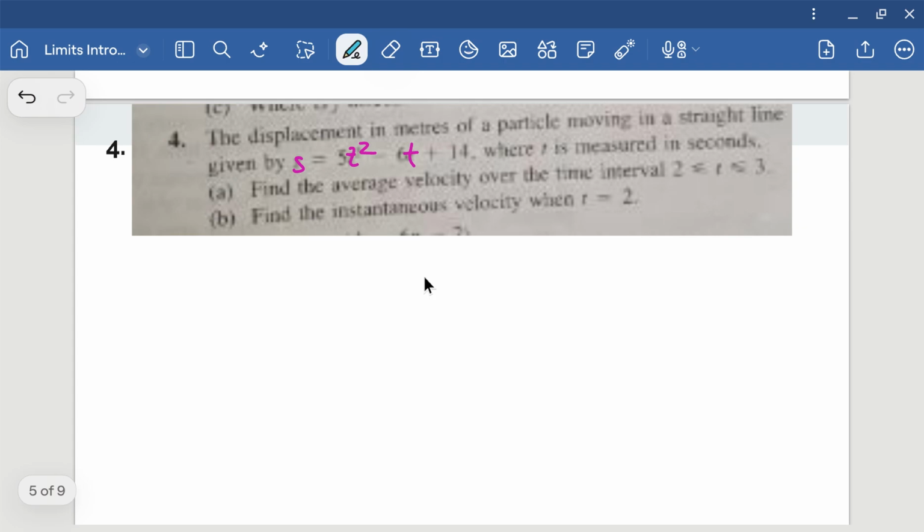So when you're looking at your function, we want to figure out s of 2 for the 2 seconds. So plug in 2 every time you see a t. So 5 times 2 squared minus 6 times 2 plus 14 is going to give you 22. Then we need to figure out s of 3, so the y value at that point. So plugging in 3 every time you see a t, and you'll get out 41.